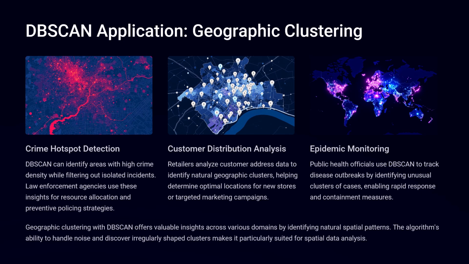Customer distribution analysis: retailers analyze customer address data to identify natural geographic clusters, helping determine optimal locations for new stores or targeted marketing campaigns. Epidemic monitoring: public health officials use DBSCAN to track disease outbreaks by identifying unusual clusters of cases, enabling rapid response and containment measures. Geographic clustering with DBSCAN offers valuable insights across various domains by identifying natural spatial patterns. The algorithm's ability to handle noise and discover irregularly shaped clusters makes it particularly suited for spatial data analysis.